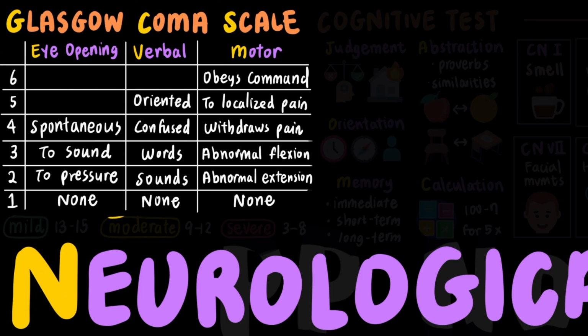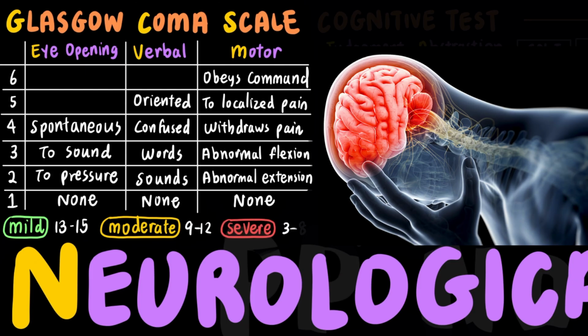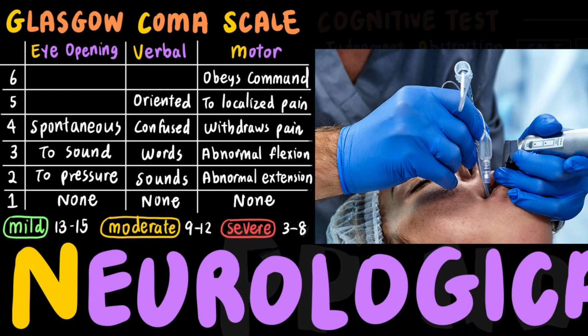When you add these scores together, you can classify the severity of brain injury. Mild if the total score is 13 to 15, moderate if it's 9 to 12, and severe if it's 3 to 8, often requiring endotracheal intubation for airway protection.